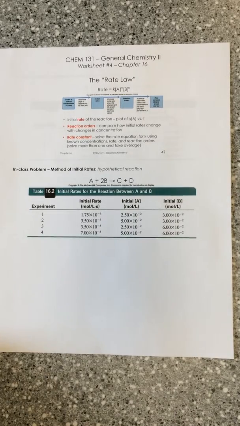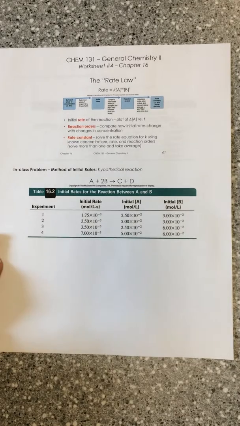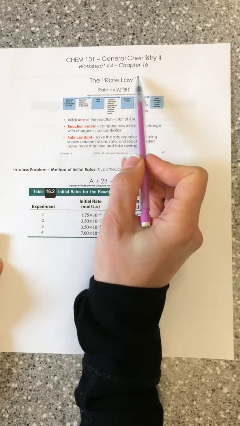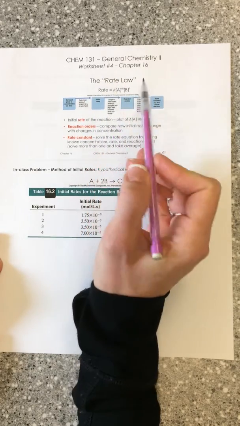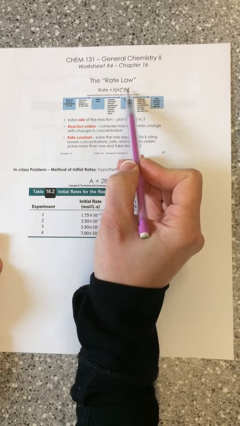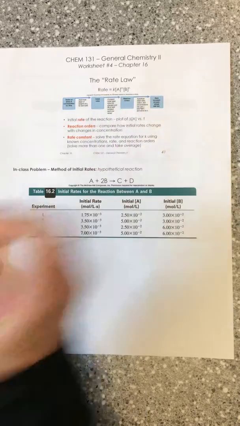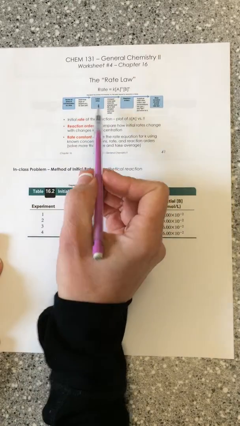I'm just going to take a minute here and go through the two in-class problems that we tackled on what we call the method of initial rates. So again, if you're asked to determine a rate law, it's rate equals the rate constant times the concentration of A raised to the m power times the concentration of B raised to the n power. The only way you can figure out the three pieces of information that you need here is from experimental data.